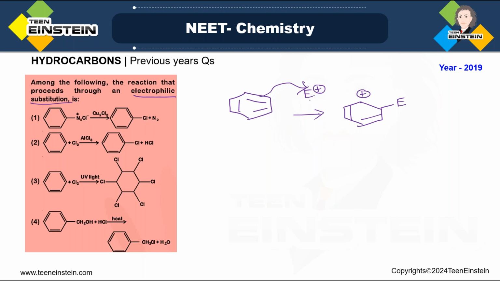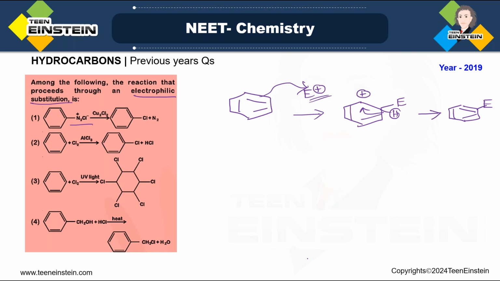Next, there is some counterpart of this electrophile or some other reagent. What happens? Finally, this H is removed. So there is C=C bond formation, and finally you get the aromatic ring back, and E is here. So it is H replaced by E.